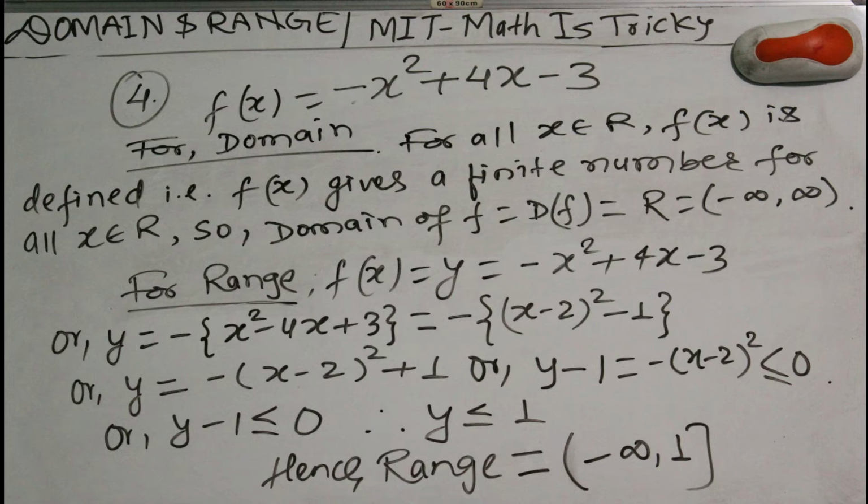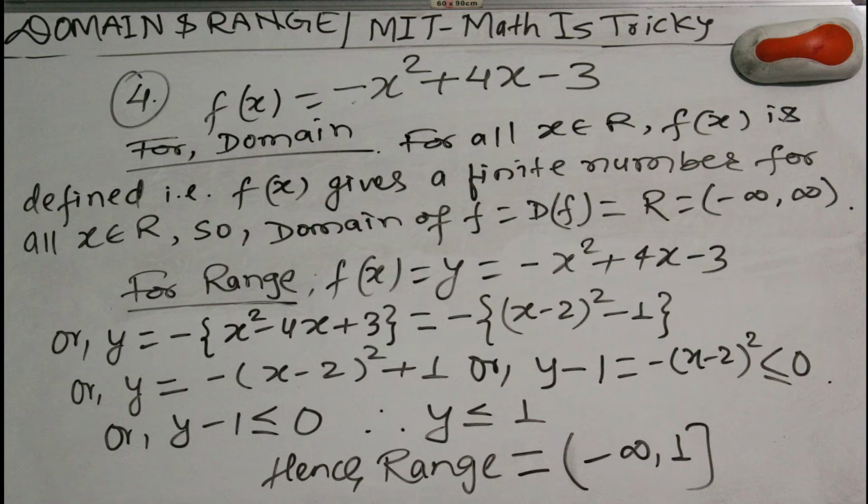That means we get the minimum value of y. Sorry, in this case we get the maximum value. y is always less than 1, meaning the maximum value of y will be 1, and all other values will be less than 1. So the maximum value is 1 and all the values are less, which means it goes to minus infinity. So minus infinity to plus 1, closed interval at 1. So this is our range.